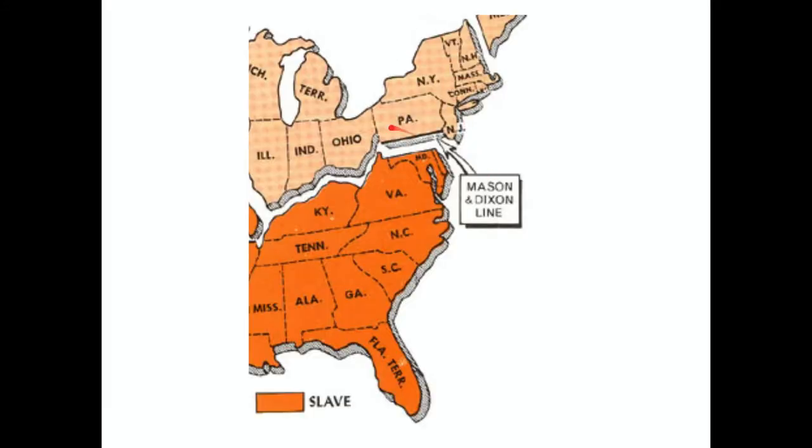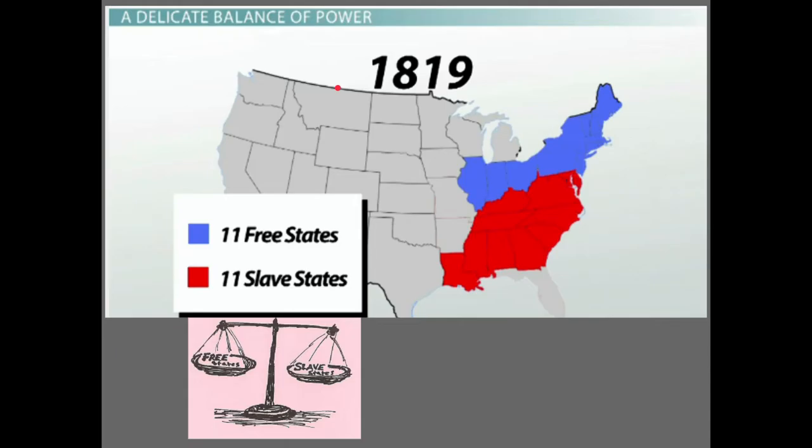Here's a good picture that shows how slavery was allowed in the South, but not in the North at this point. Okay, and so we had this delicate balance between free states, of course, states where slavery is illegal or had been outlawed, and slave states where slavery was allowed. And by 1819, we had 22 states, and we had a balance of exactly 11 free states and 11 slave states.